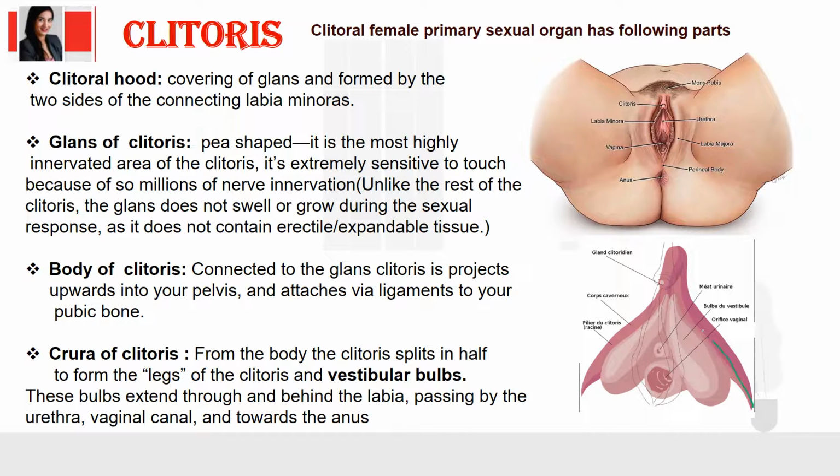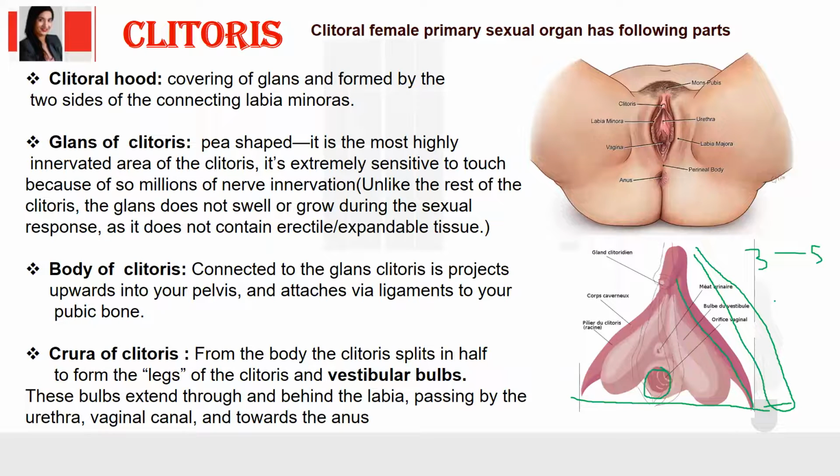All the way they are going up to the ischial tuberosities on the side. So this is the ischial tuberosity of a female, and you can also see the vaginal opening. At the level of the vaginal opening, the legs of the clitoris are going up to that level. Approximately 3 to 5 centimeter is the length of the leg of the clitoris.